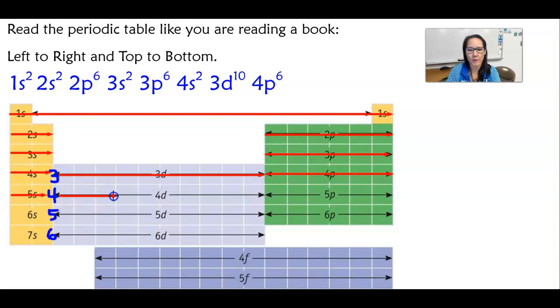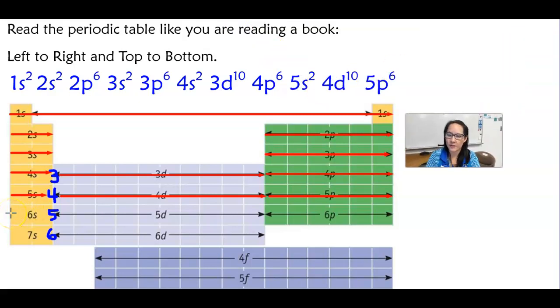5s2, 4d10, 5p6. Now, it gets even stranger. We're going to have 6s2, and then we actually jump down to the F sublevel, which is the row number minus 2. So this is going to be 4f and 5f. So it's going to go 6s2, 4f14.